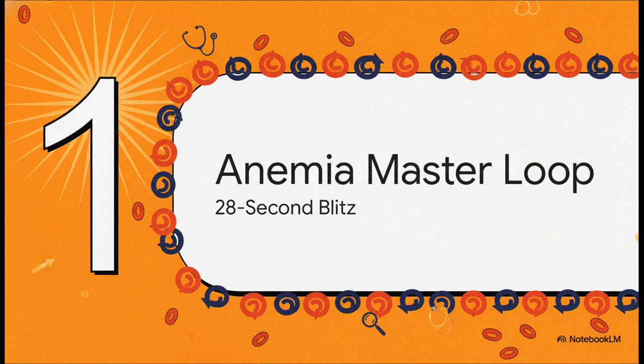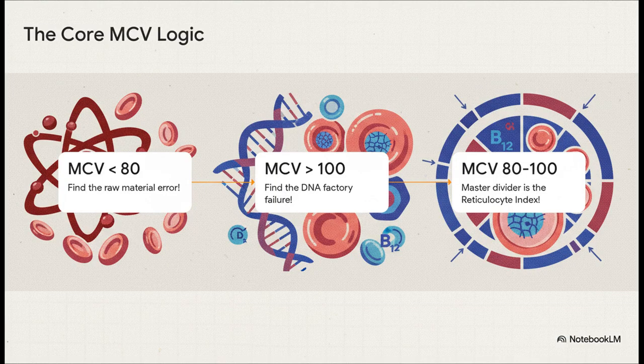So here's our core strategy. I call it the anemia master loop. And the whole point is to give you a framework you can apply in seconds to break down any question logically, systematically, and get the points. Everything, and I mean everything, starts with the mean corpuscular volume, the MCV. It's the size of the red blood cell.